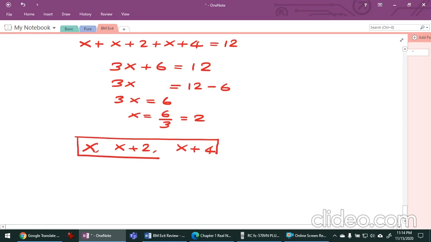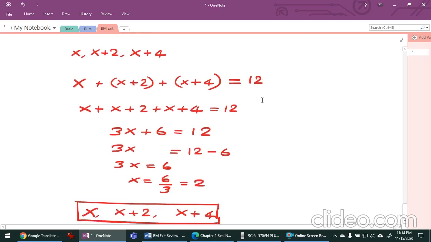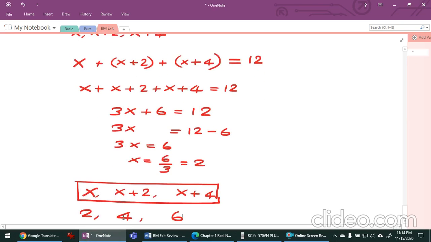Okay, so how will you write? What is x? X is 2. Now what is x plus 2? That means 2 plus 2. What is that? 4. Here 2 plus 4. What is that? 6. Okay, now they are telling in the question their sum is 12. Yes, correct. 2 plus 4 plus 6 is what? 12. So this is the answer. So the numbers are 2, 4 and 6.